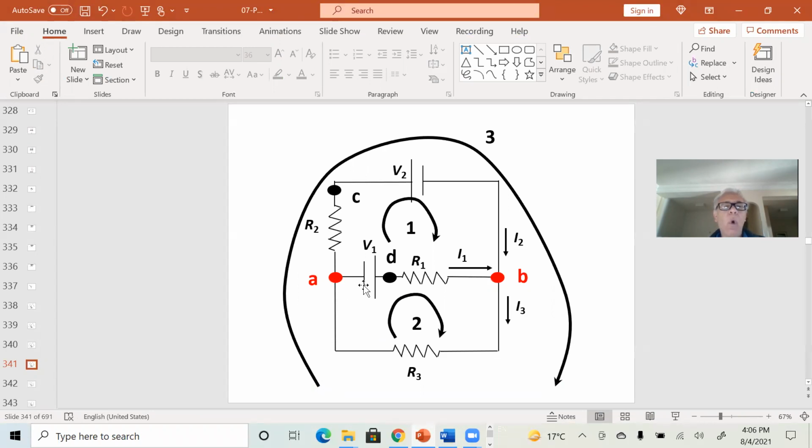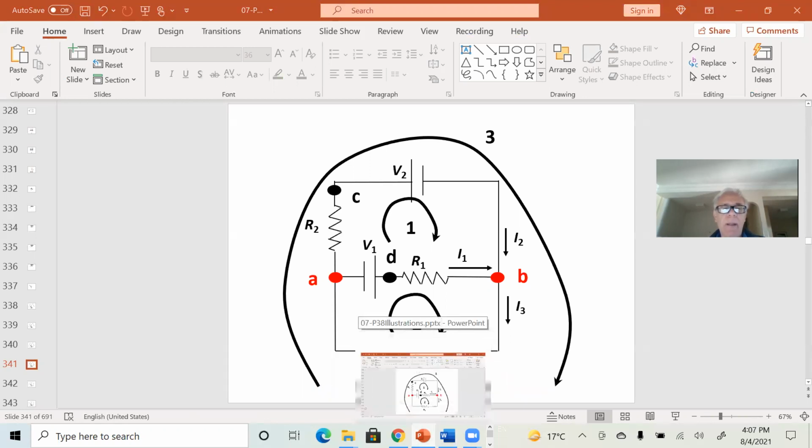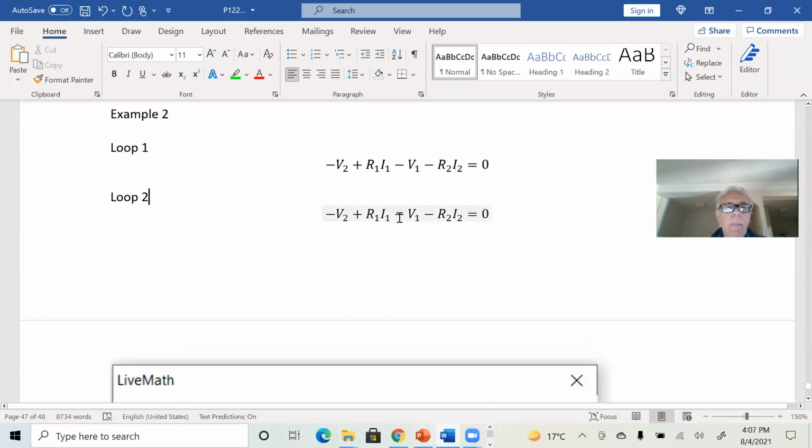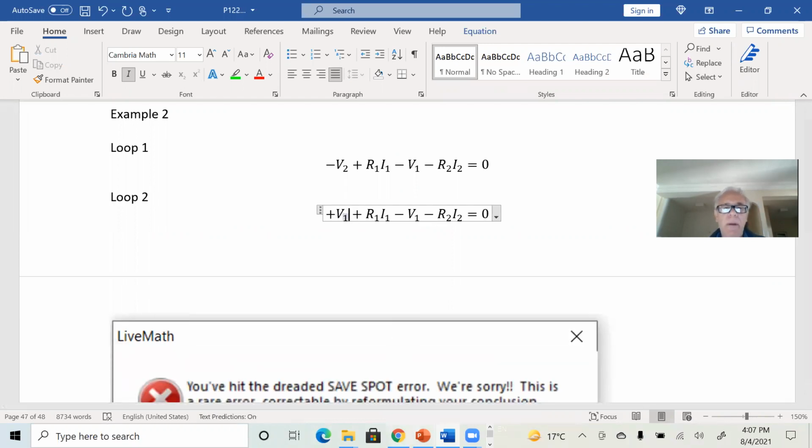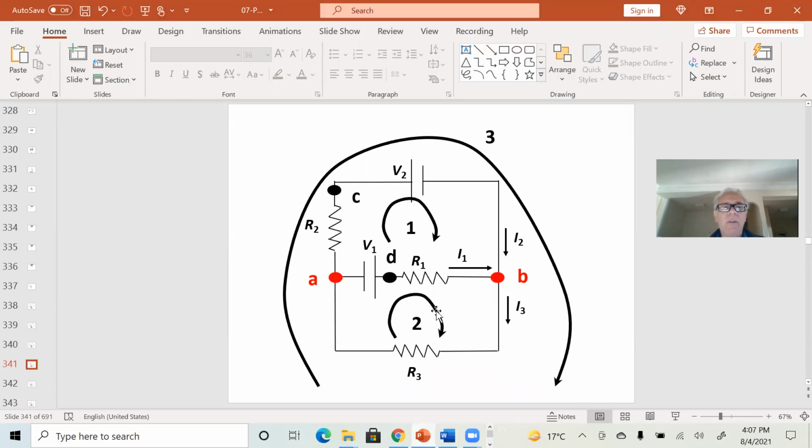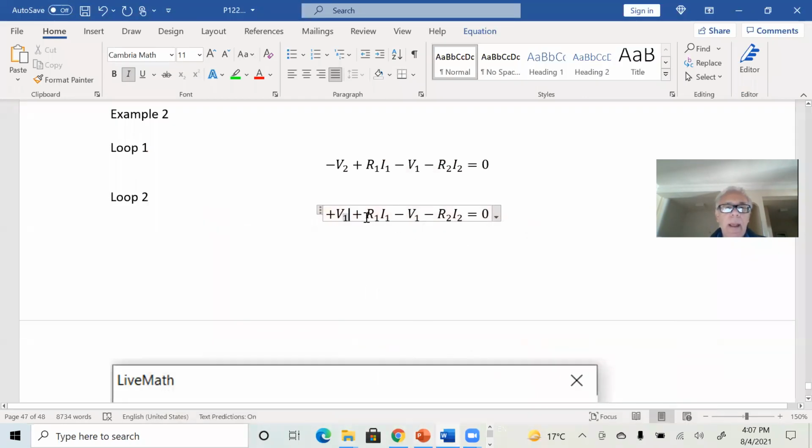We move from lower potential to higher electric potential, so it's going to be plus V1. I'm going to emphasize the fact that it is V1 here. Plus, that is positive. From D to B, we are going to lose electric potential because we are flowing along the direction of the current. It's going to be minus R1 I1.